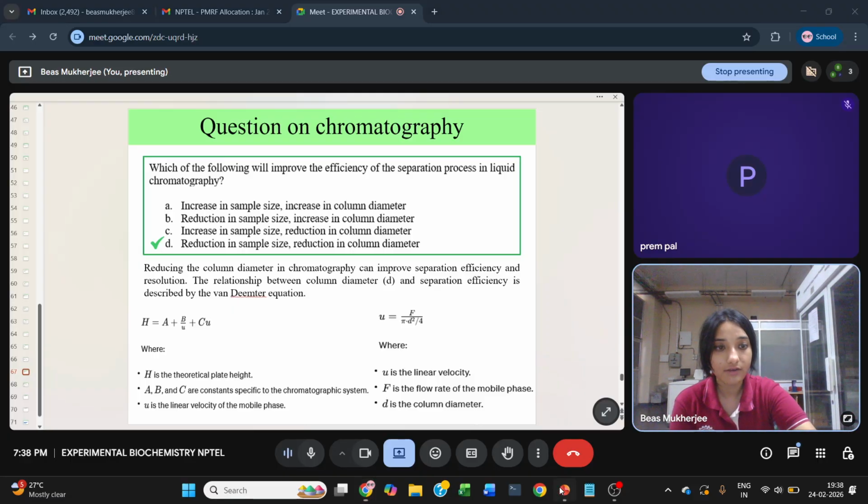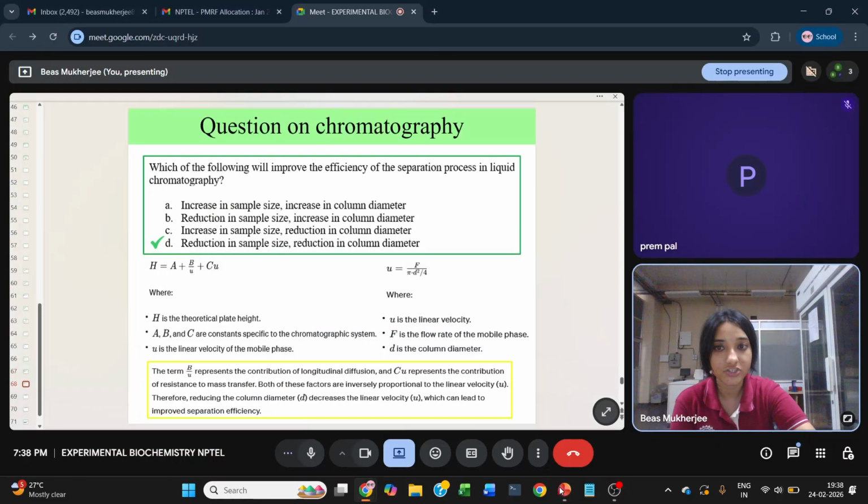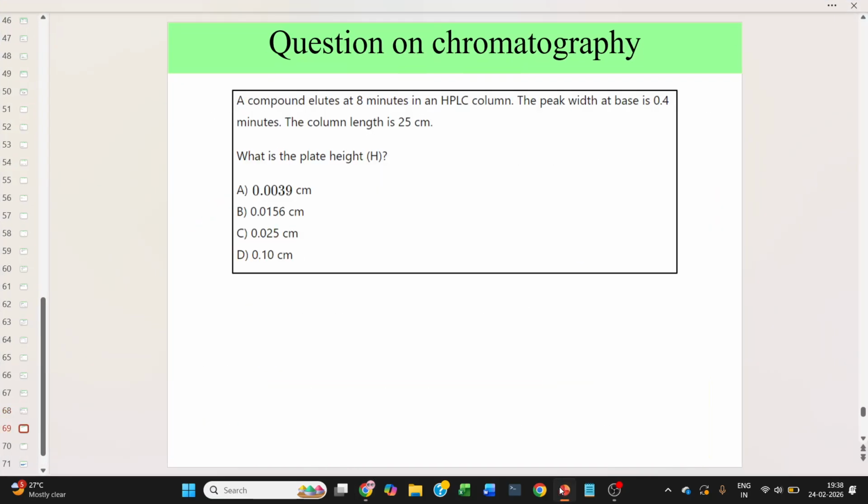Okay. And we come to the last slide, which tells us that the term B by mu represents the contribution of longitudinal diffusion and C mu represents the contribution of resistance to mass transfer. Both of these factors are related to the linear velocity mu. Therefore, reducing the column diameter d decreases the linear velocity mu, which can lead to improved separation efficiency. Okay, that is all for today.